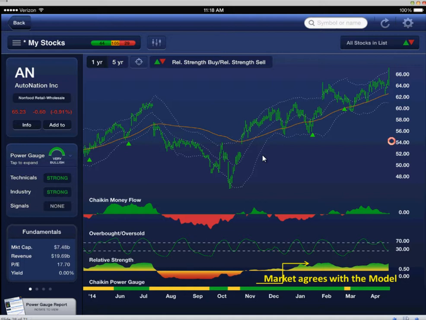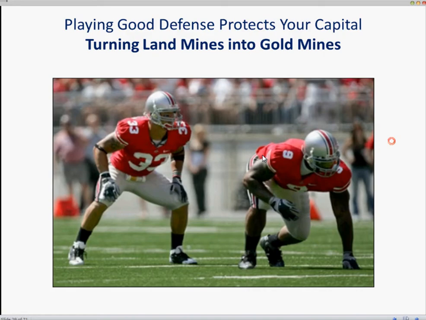Now let's look at playing good defense, because good defense protects your capital. And to me, good defense means 3 things. A, it means good money management. Key to keeping your profits and avoiding headaches. You can't lose too much money on any one trade, and you can't put too much money into any one trade. You've got to diversify.